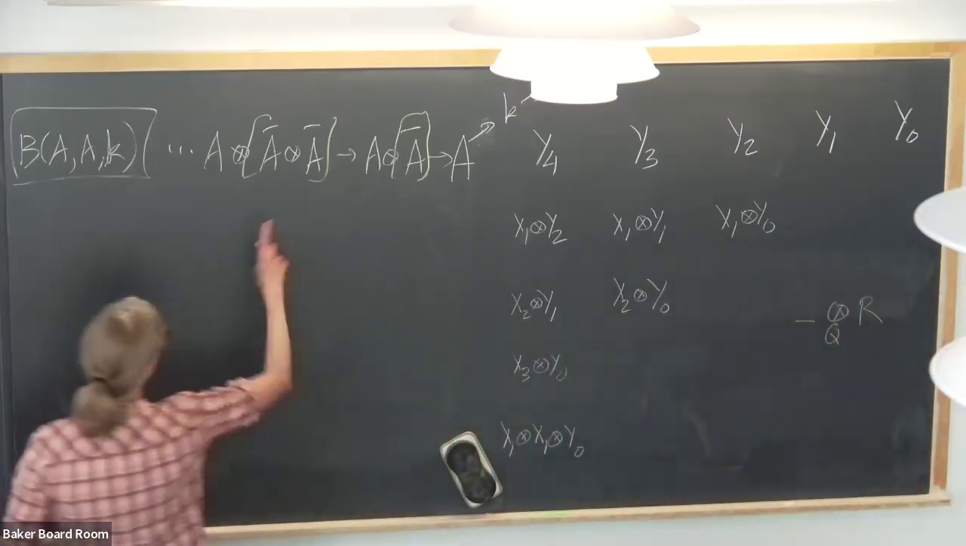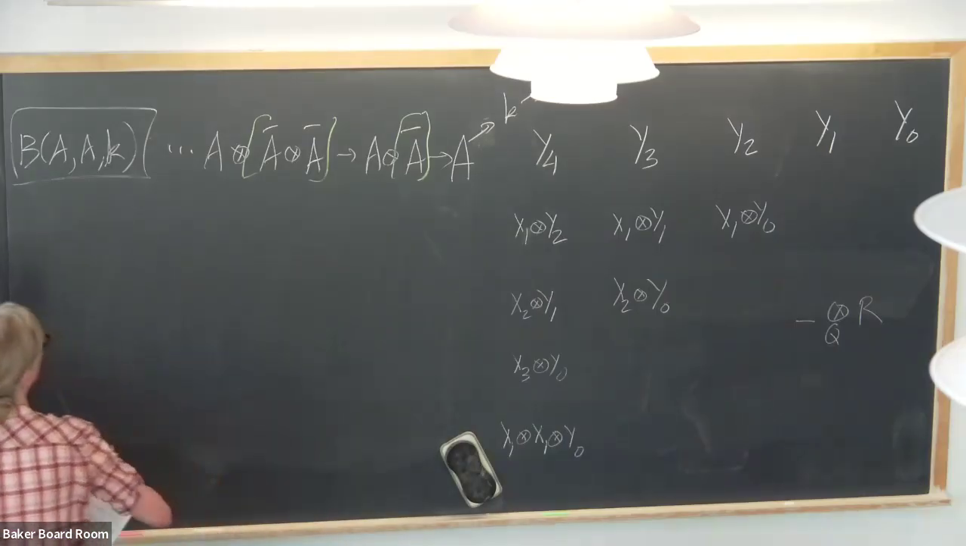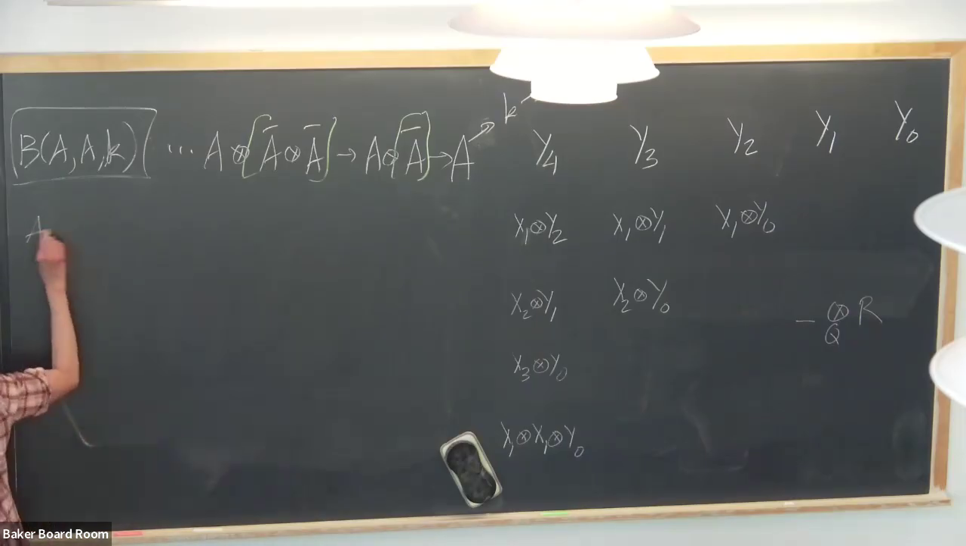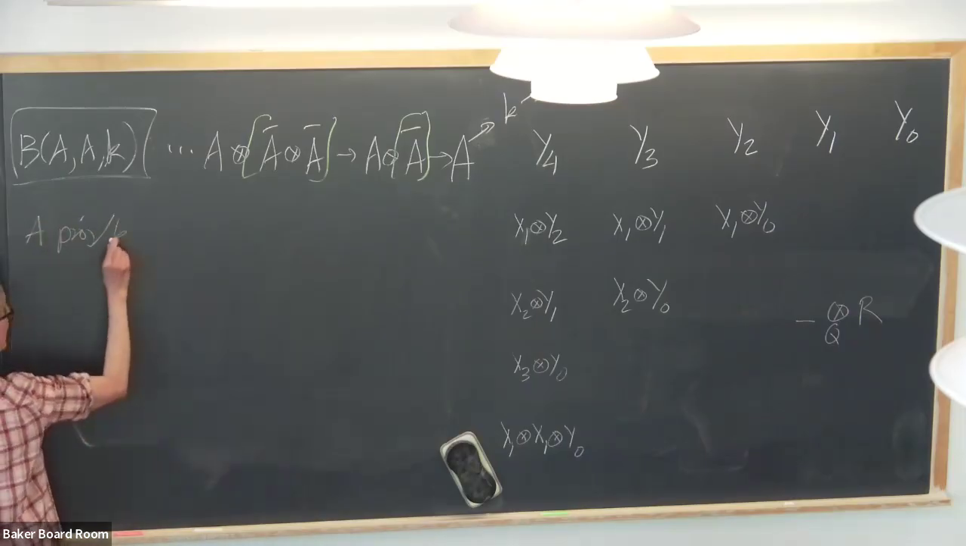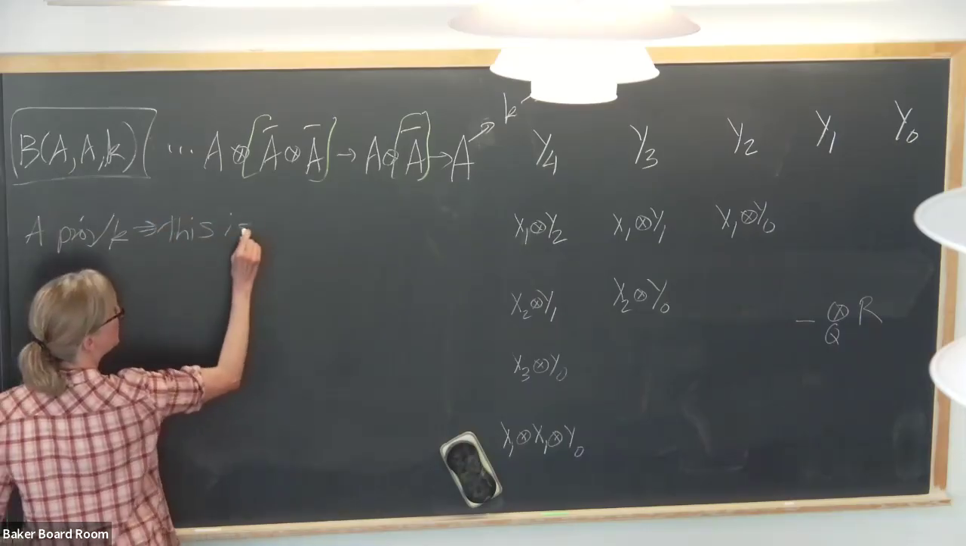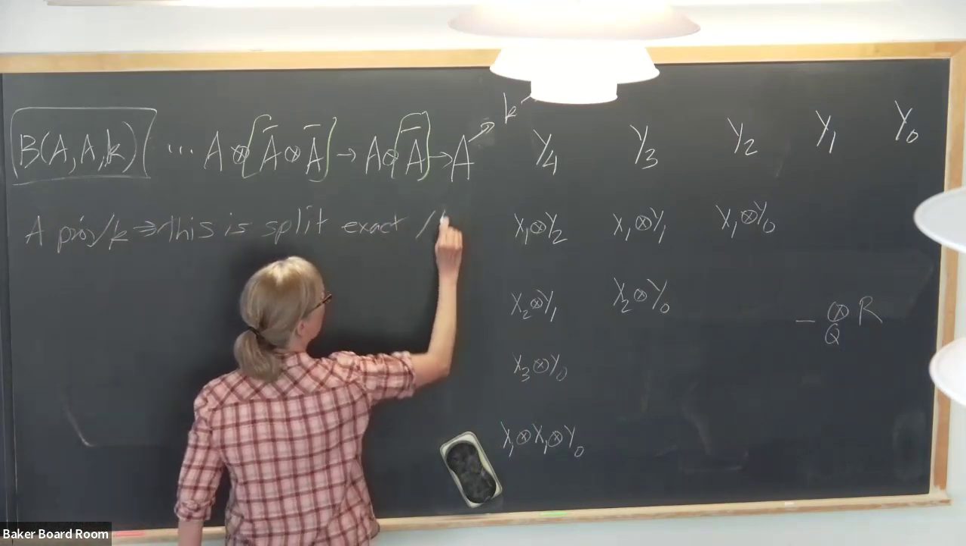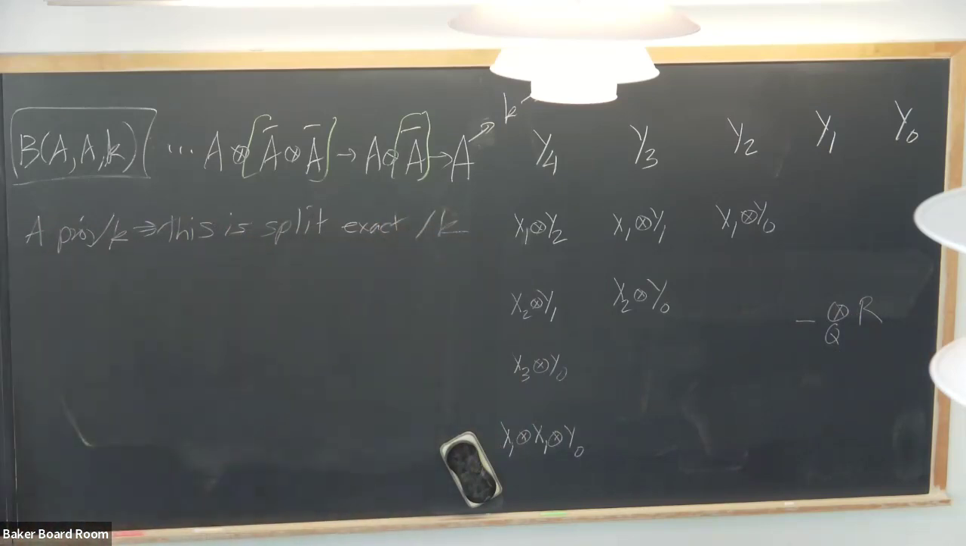All right, so now this is more of a resolution of K instead. Okay, and then you notice that since A has been taken projective over K, that implies that this is split exact over K. Well, this exact part I'm not explaining. So that's split exact over K. And so I could tensor it with anything I want, and it will still be exact.